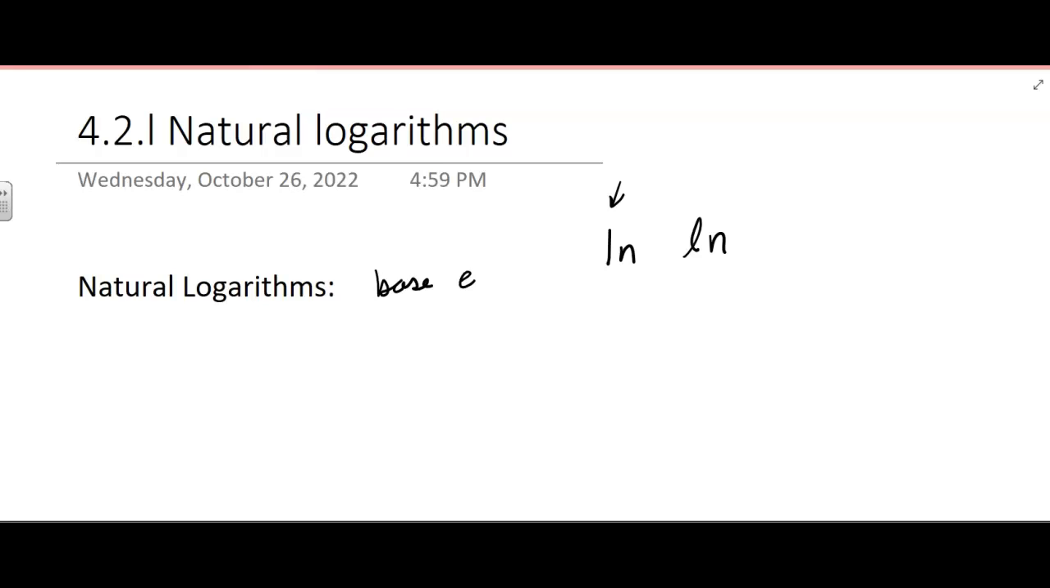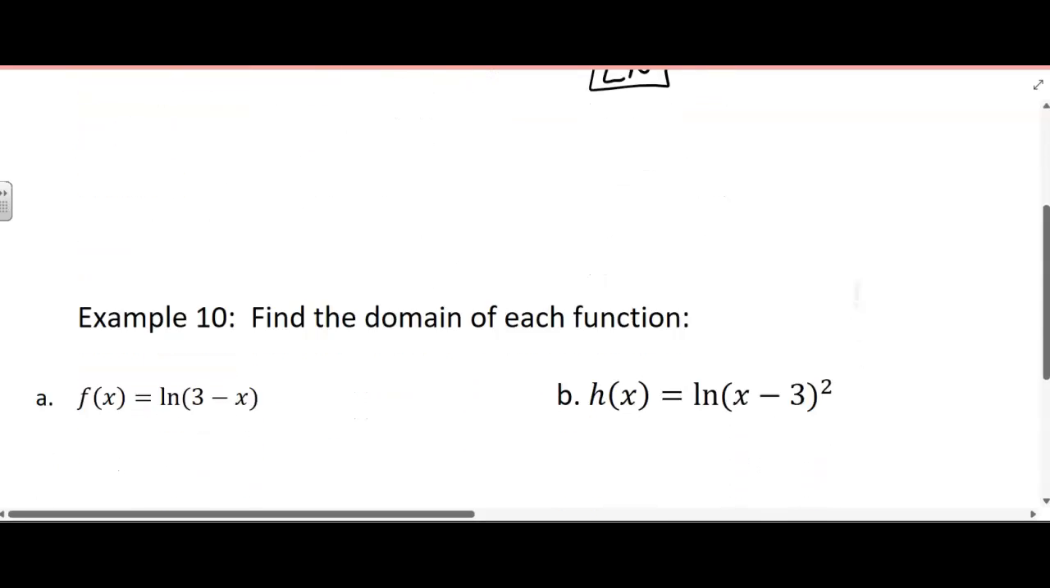On your calculator, there'll be a button like this, or I think mine's capital letters. Yeah, mine is like this. So you might see either one of those buttons on your calculator. But what does that mean? It means base e. Okay? So just remember that when you have ln, that's a natural log, and the base is e.